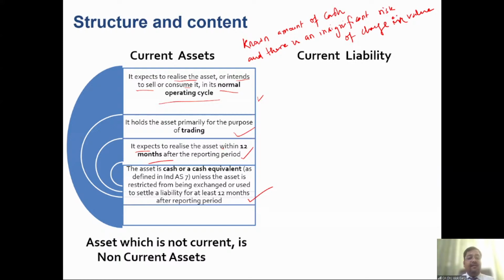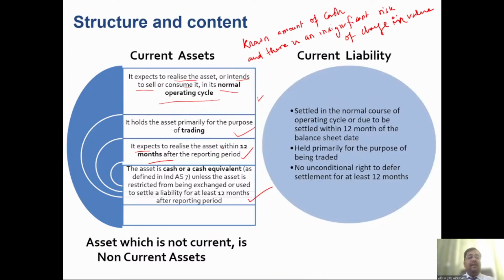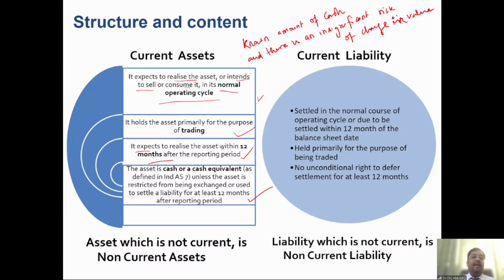So an asset which is not current is considered a non-current asset. What is a current liability? Same: settled in the normal course of the operating cycle or due to be settled within 12 months of the balance sheet date. Held primarily for the purpose of being traded. For example, some liabilities are taken on a trading basis, right? For example, we have some debentures and the debenture is for the trading basis, so it is considered a current liability.